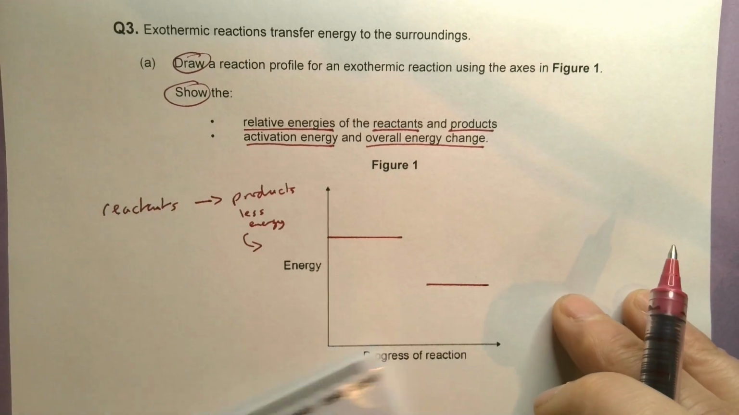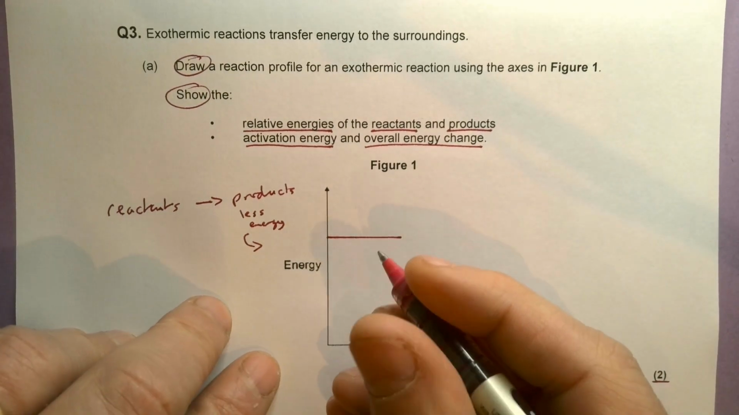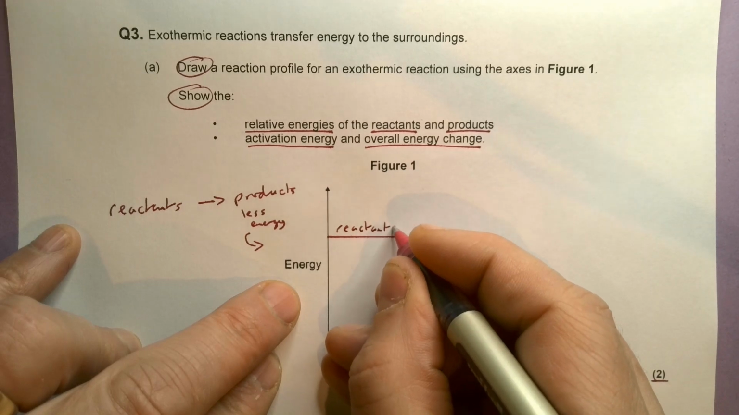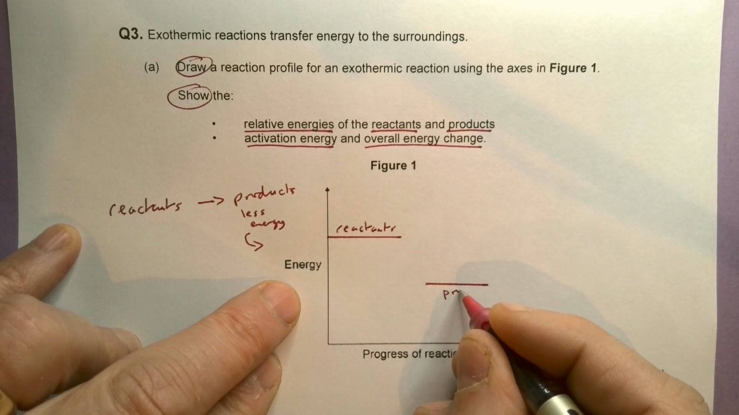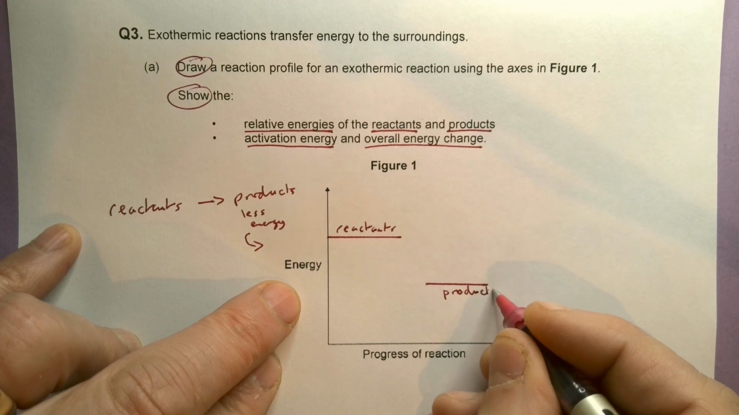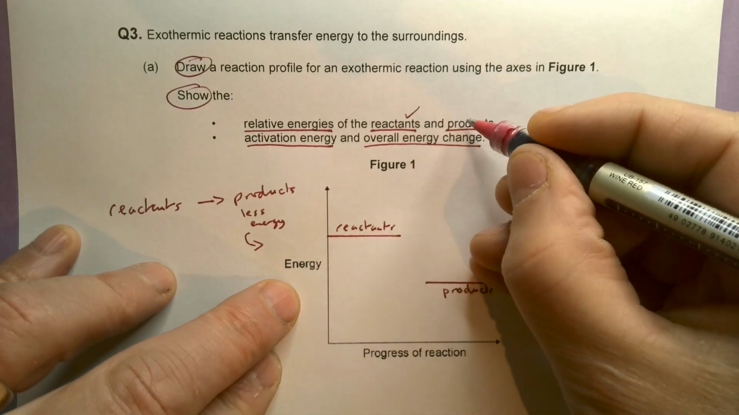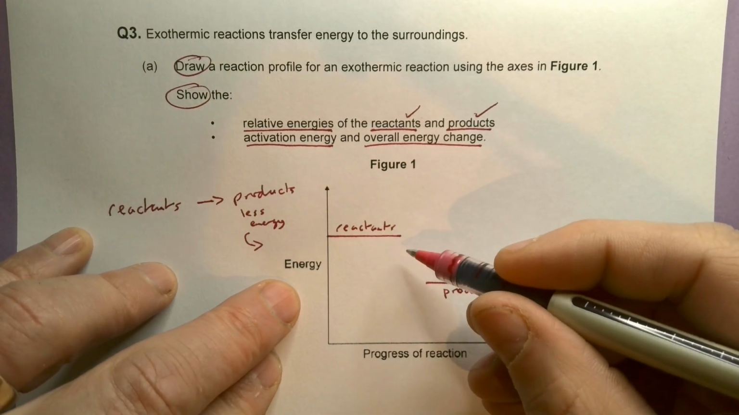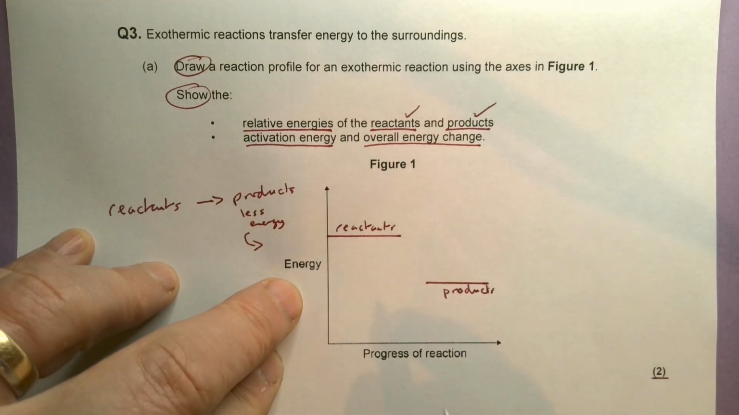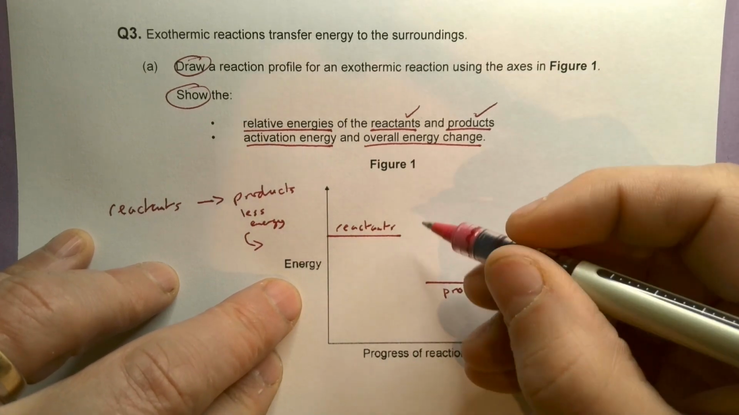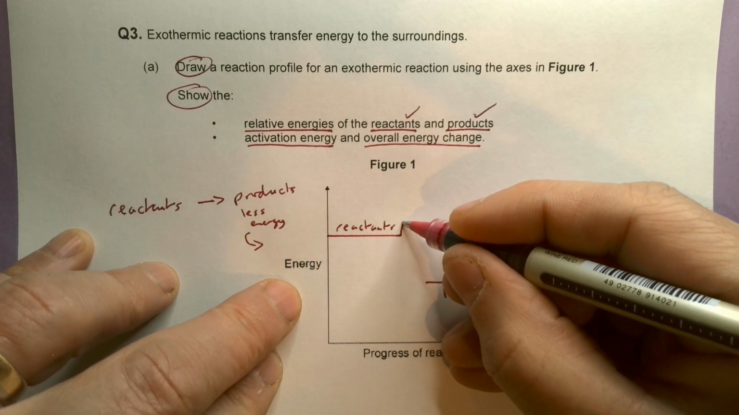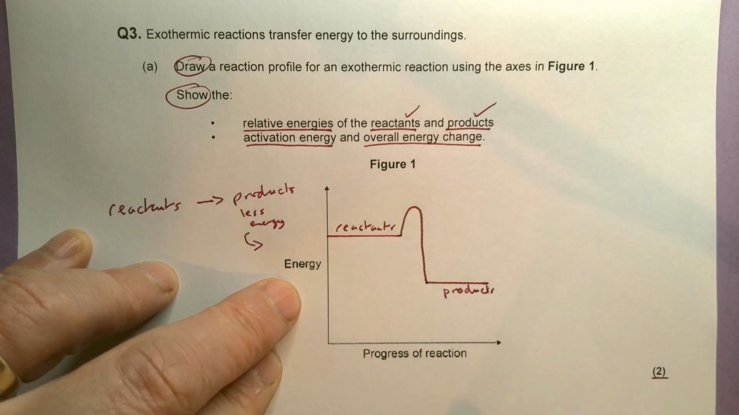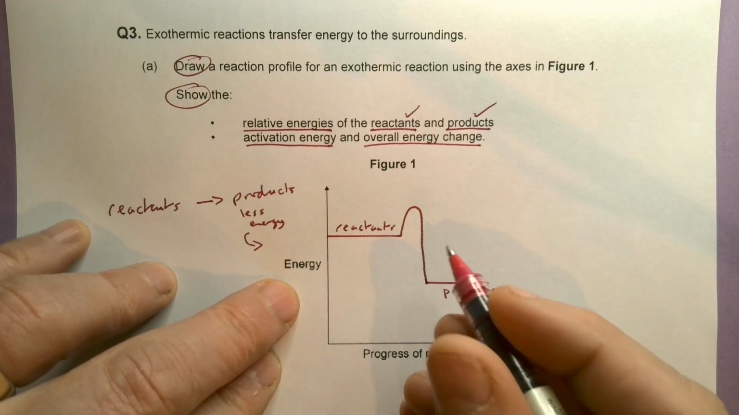Now I've got a bit in between, so this is my reactants, this is my products. Okay, I have to label those, so I have relative energies. I know they've definitely dropped. And then what happens during the reaction, in between this line and this line, is we get the activation energy, which is this kind of peak, and then it drops like that.